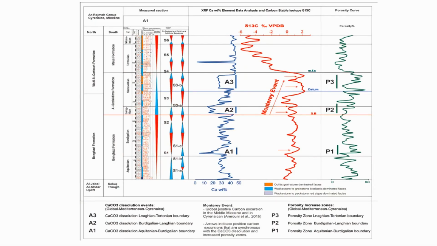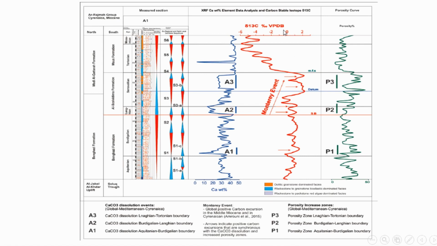This slide ties the field work with the lab work. In the field work, you see here the major section A1, as we said in the last minutes, divided into two second order sequences or cycles and six third order cycles. You see it's 1, 2, 3, 4, 5, 6.